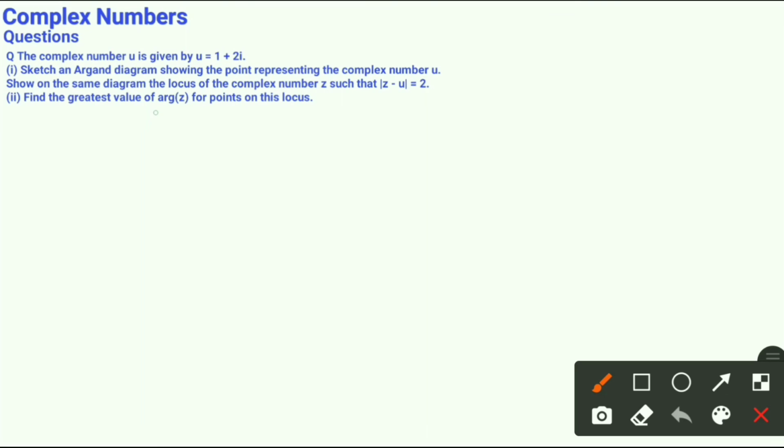Part 1. Sketch an Argand diagram showing the point representing the complex number u. Show on the same diagram the locus of the complex number z. Locus means the circle is known as the locus of the complex number z, such that modulus of z minus u is equal to 2, which means the center coordinate would be 1 plus 2i. It's the same thing, and the radius would be 2. Okay, so it's going to be like this.